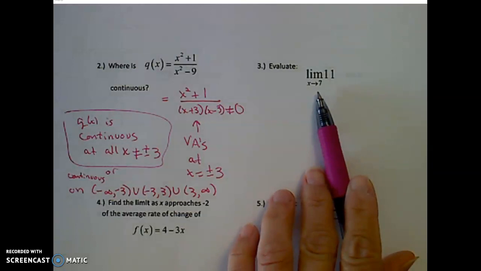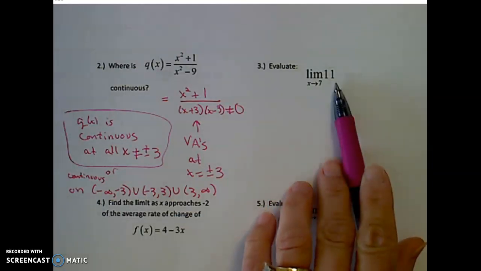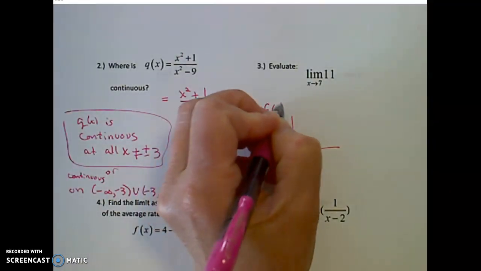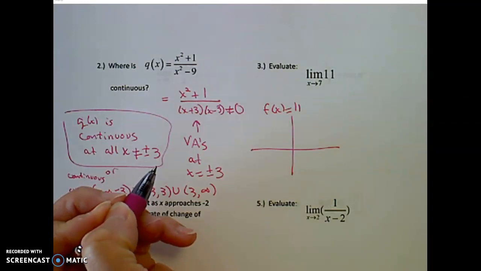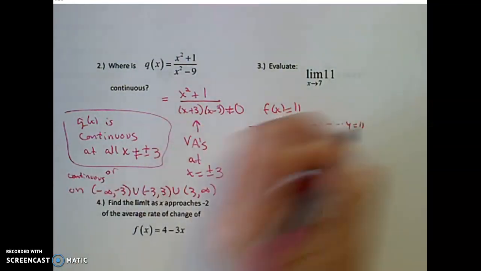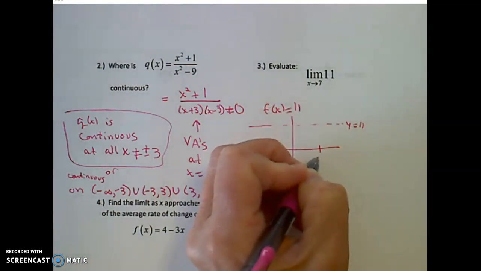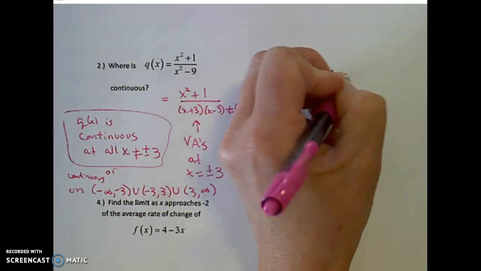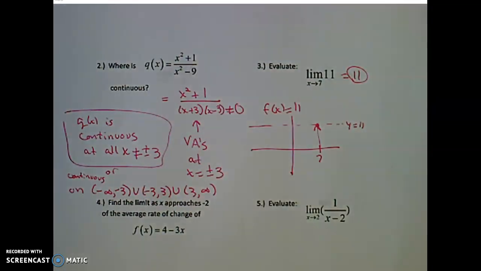What is the limit as x approaches 7 of this simple little function f of x equals 11? What does f of x equal to 11 look like? That's a horizontal line at y equals 11. And as my x values approach 7, my function values, of course, are always 11. So that's the limit of a constant function.